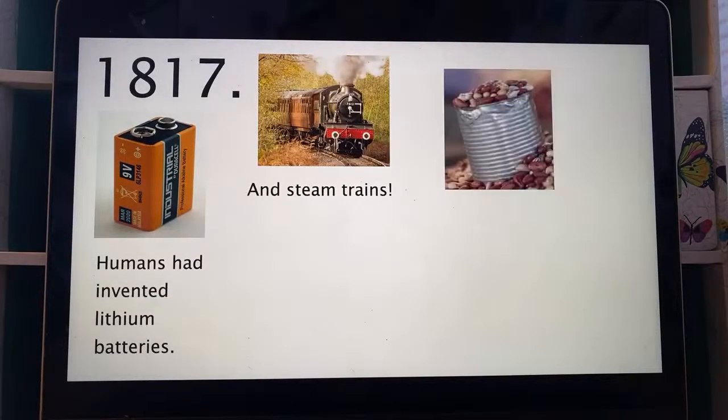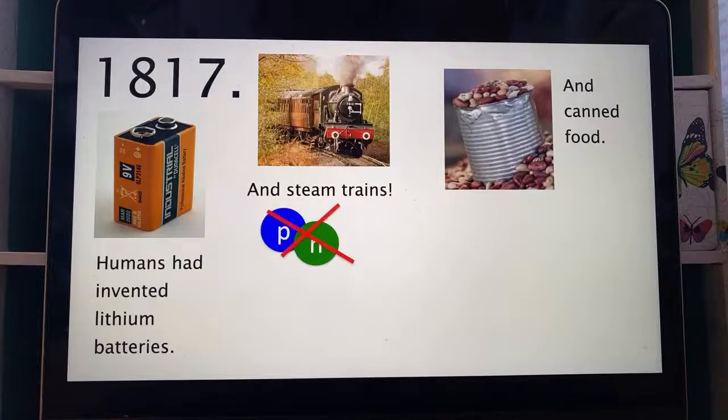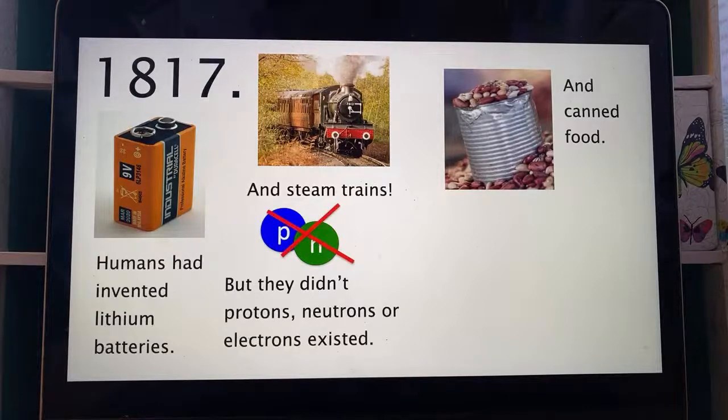And we've just invented steam trains. We've invented canned food. What a time to be alive. But we have no idea that protons, neutrons, or electrons exist. We haven't got a clue.